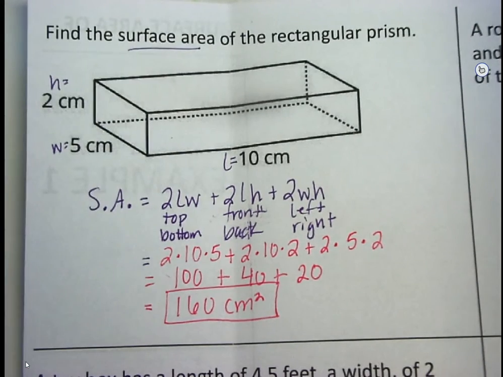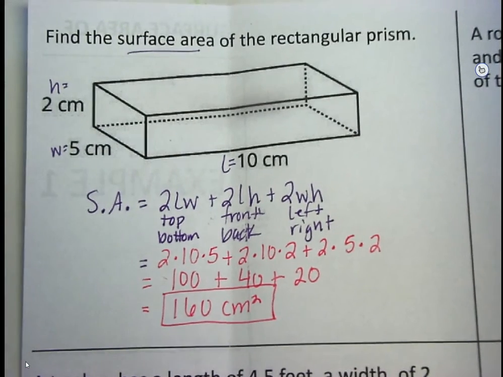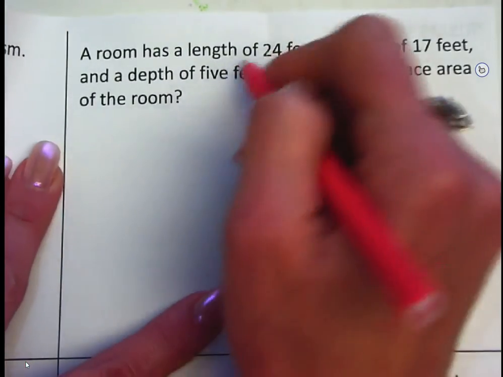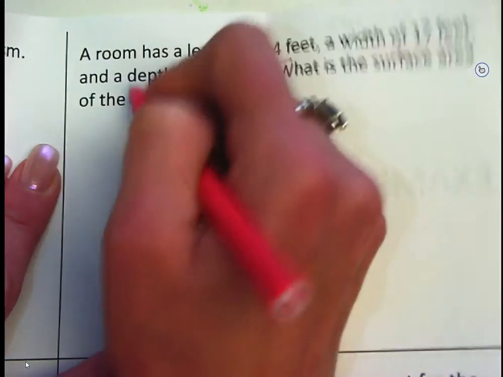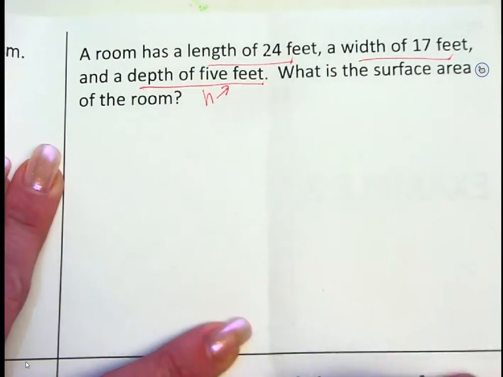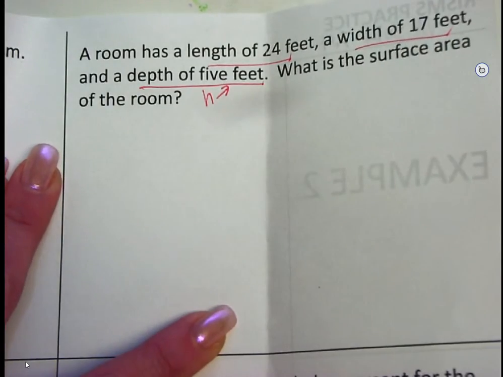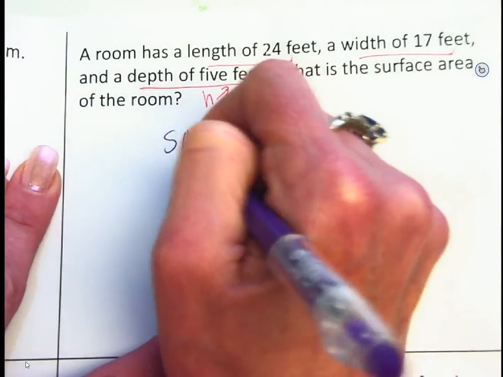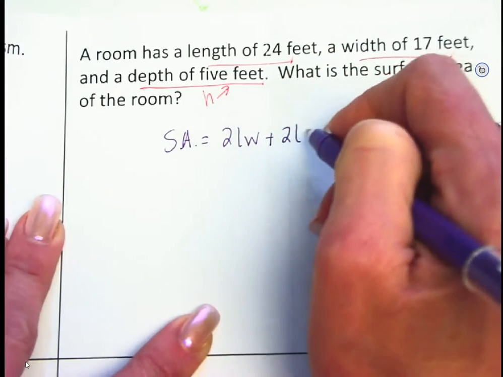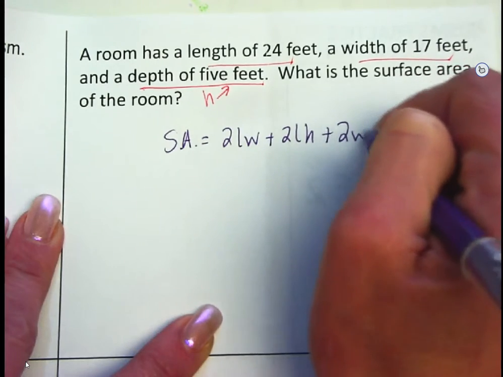All right, so let's go over and look at the second example to the right. Example 2: a room has a length of 24 feet, a width of 17 feet, and a depth of 5. Depth would be like height. We could use that. So we're going to write down our formula. Surface area equals 2 times length times width plus 2 times length times height plus 2 times width times height.